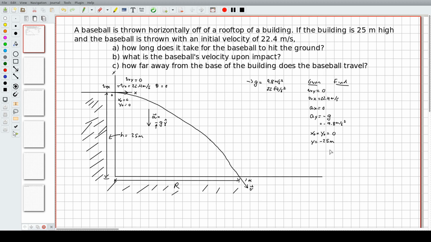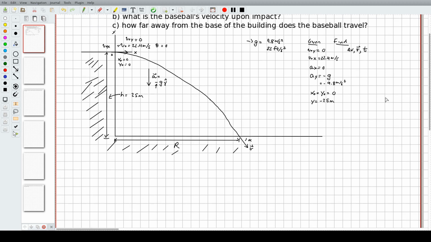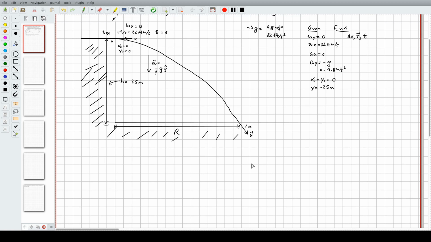All right. Now, let's see. Do we have anything else? I think this is about it. Yes. So what are we trying to find? Well, pretty much everything else. So we're going to need to find delta x. We're going to need to find the velocity upon impact. And we're going to need to find the amount of time it takes for it to fall. Okay? So it's pretty clear what's going on here.